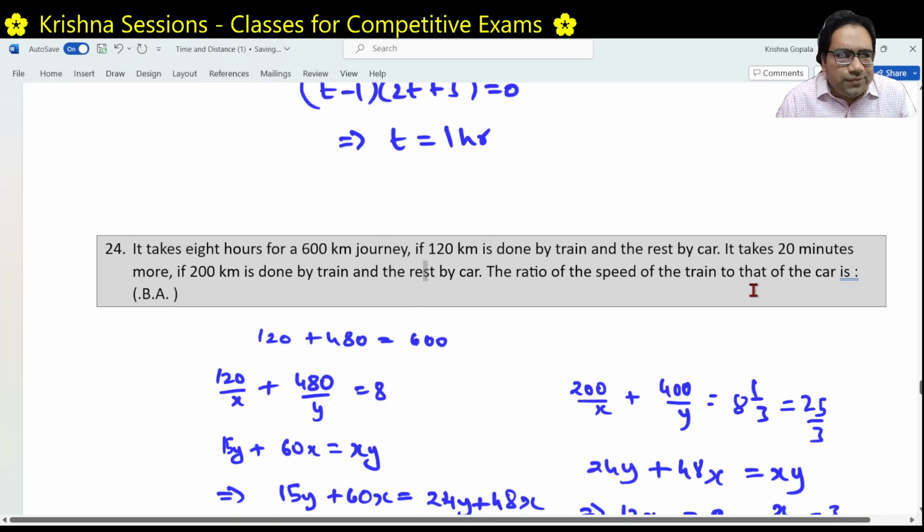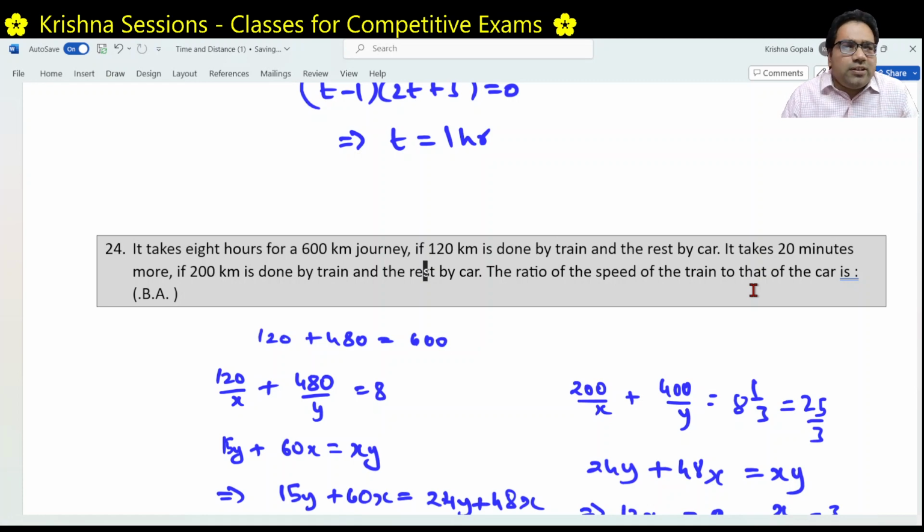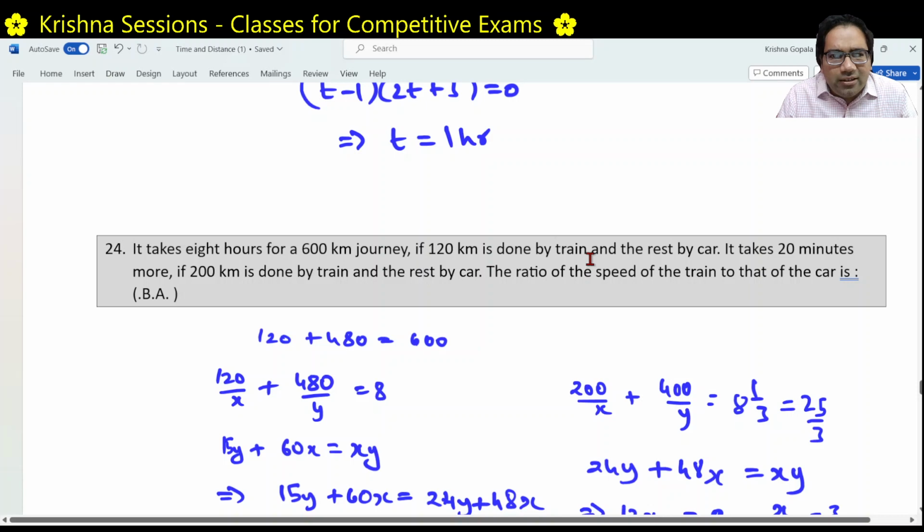So first thing, which is faster? Is the car faster? Is the train faster? We should understand this clearly. If the train is faster, then if you are traveling a larger distance in train, your total time should come down, because you are traveling on the faster mode for a longer distance. But here, if you are traveling more distance in train, your total time is going up. So that means train is slower than car, right? Because if train is faster, then total time will be less.